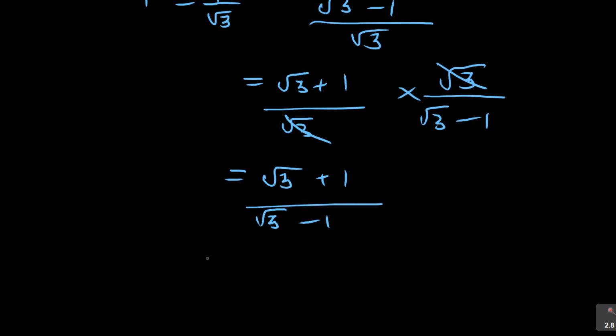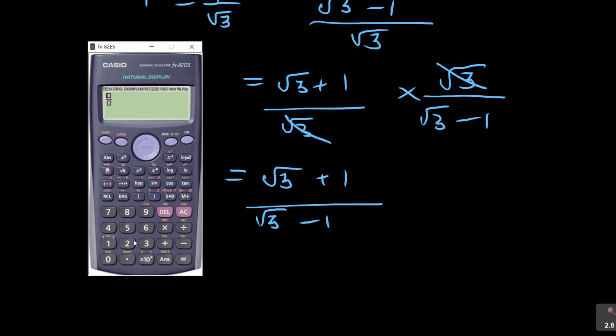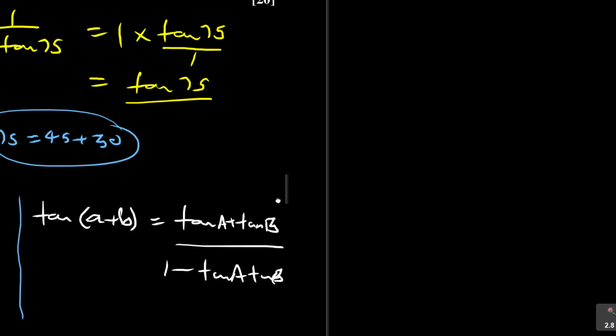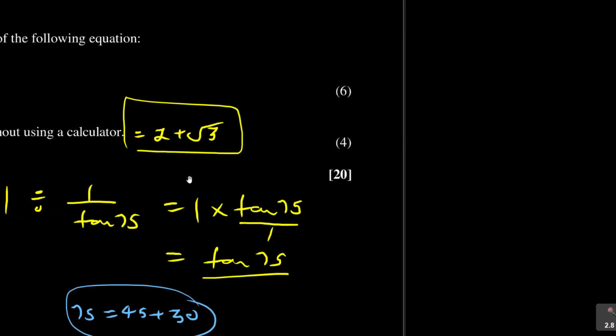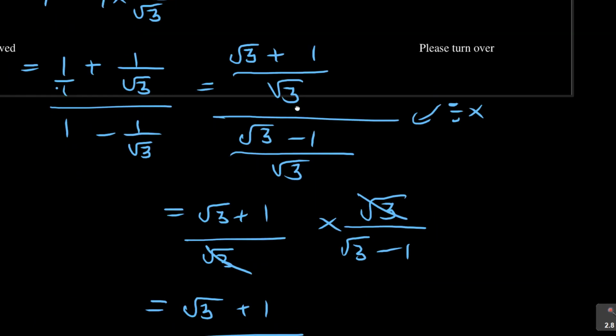Let me check this with the calculator. I just want to show you something here, just to see if I'm on the right track. So this is root 3 plus 1 over root 3 minus 1, equal to... You see, it's 2 plus root 3. So I'm still on the right track because that's what we got here. See that? So which means I need to rationalize this.